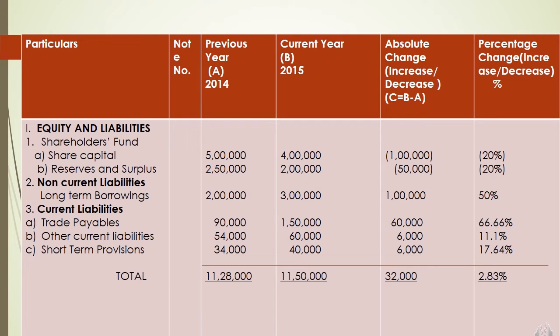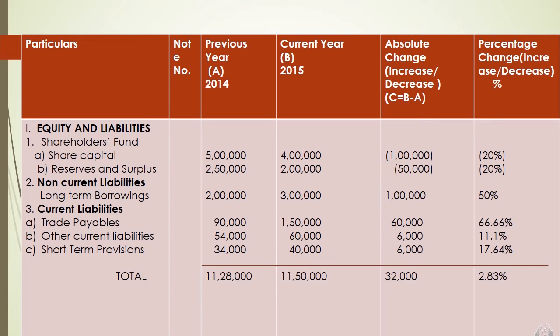In the case of current liabilities, trade payables, in the previous year it was 90,000 and current year it is 1,50,000, an increase of 60,000 in the absolute change column. And this 60,000 divided by 90,000 into 100 gives you 66.66%. Other current liabilities, previous year it was 54,000, this year it is 60,000, an increase of 6,000. And 6,000 divided by 54,000, into 100 gives you 11.1%.